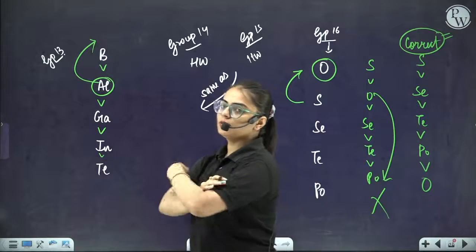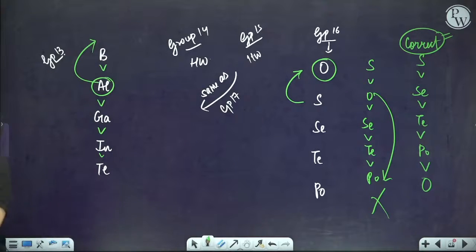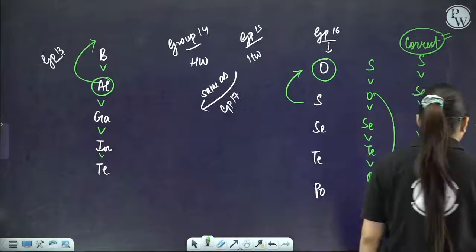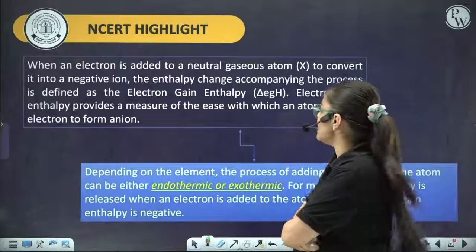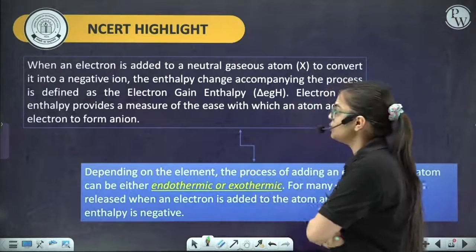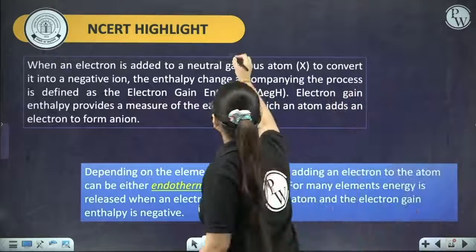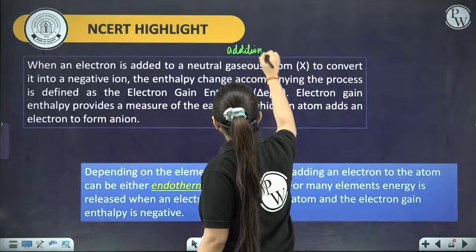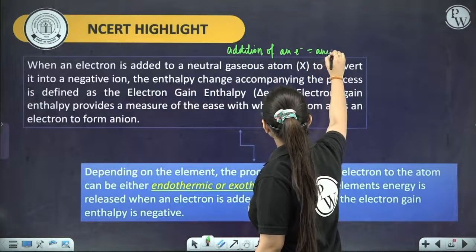Everybody write it down so that we can read the NCERT highlight as well. Now comes the NCERT highlight. When an electron is added to a neutral gaseous atom to convert it into a negative ion, you are basically adding an electron, and addition of an electron produces an anion.